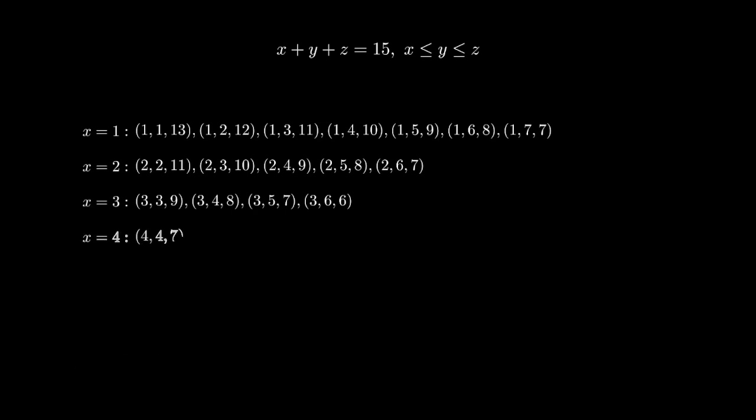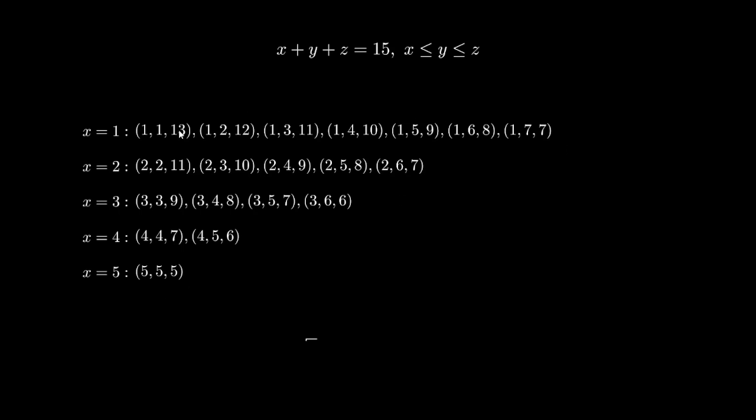Then we move on to x is 4. So when x is 4, we also start y being 4. And then we stop when x is 4, y is 5, and z is 6. And then finally, when x is 5, that's when we get that all x, y, and z are the same. And so there's only one case when x is 5.